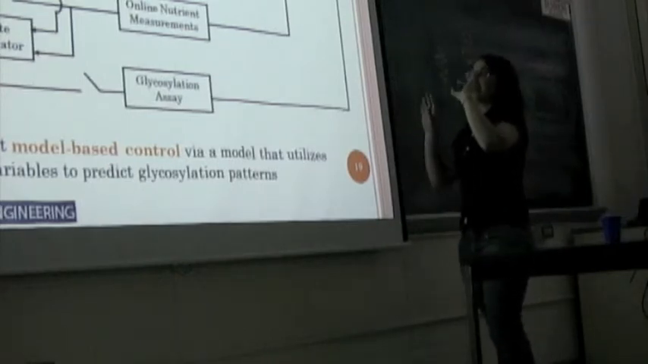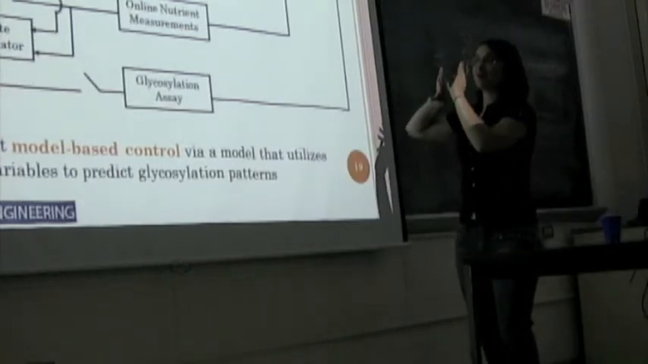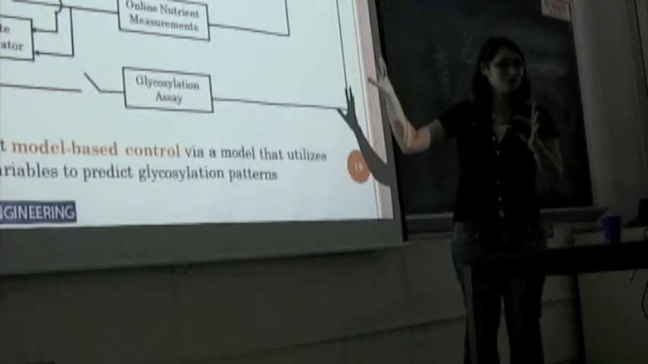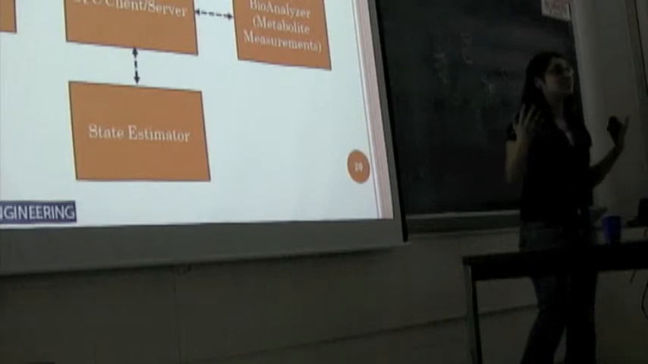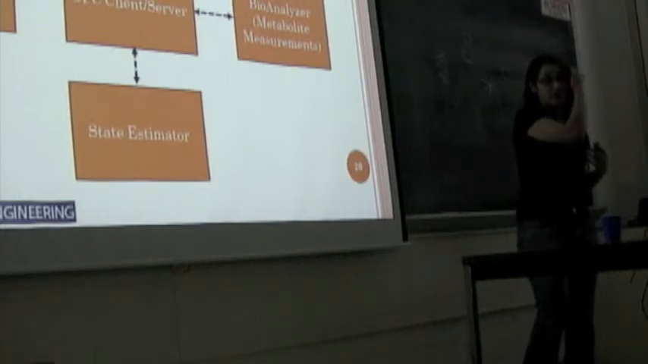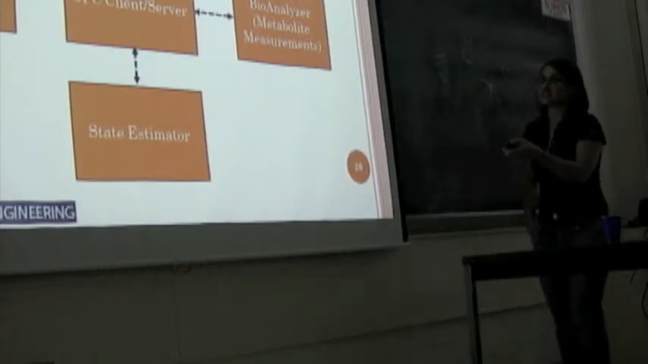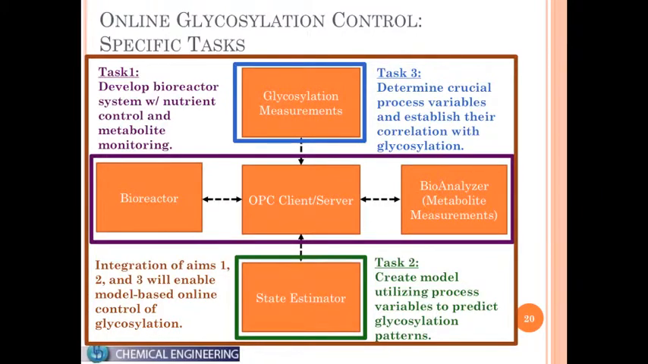So this is a very detailed control lingo for what we're doing. In more basic terms, what we actually need to do in order to accomplish this online control strategy for glycosylation, first, we need to develop a bioreactor system with nutrient control and metabolite monitoring so that we can get that second loop, so that we can have the base regulatory control and we can precisely control all the process variables that we know to affect glycosylation.